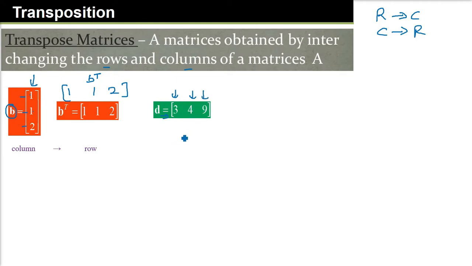So how do we do it? We just interchange row with column. So 3, 4, 9, I have made it a column. So this is D raised to the power t. So we can represent it by transpose like this. 3, 4, 9. This is how we do the transposition.